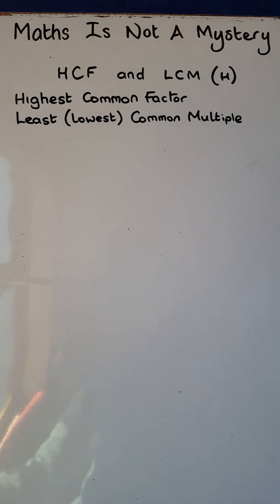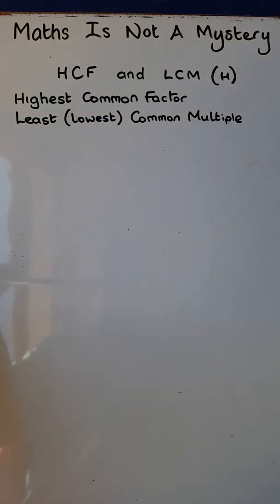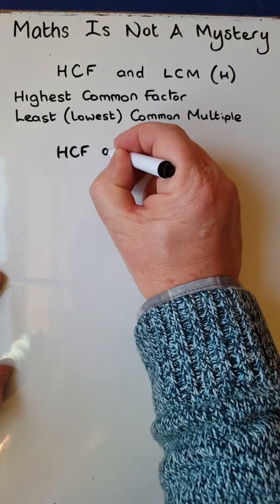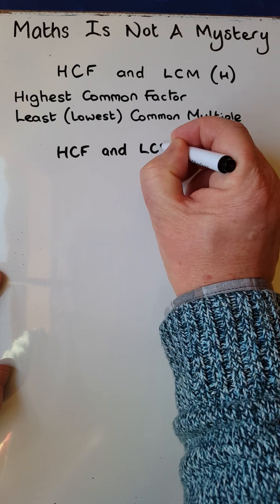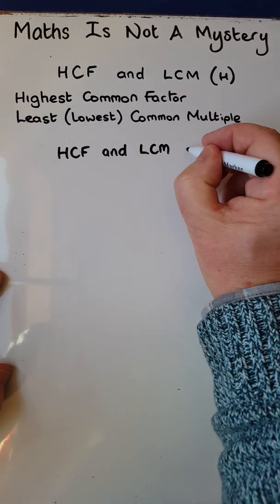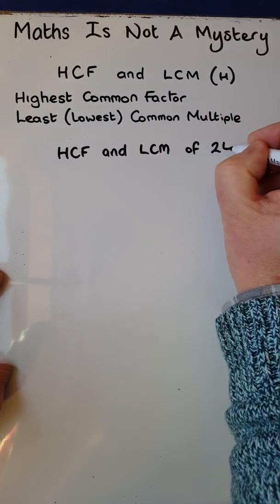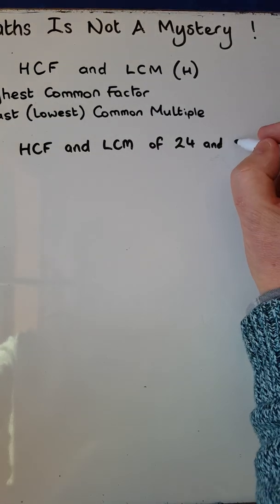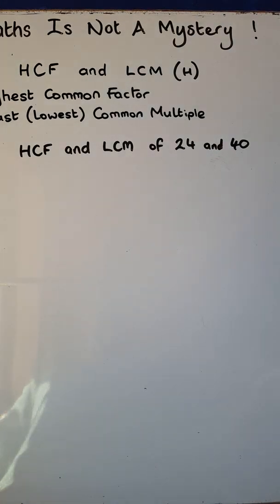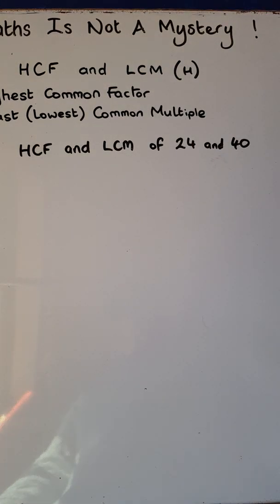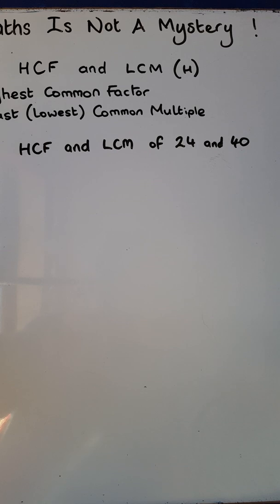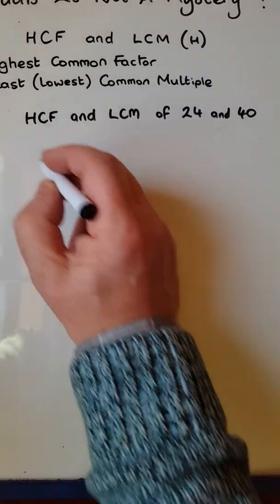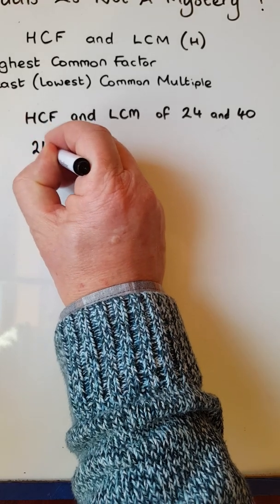Now, let's try this then. Let's try to do the highest common factor and the lowest common multiple of, what shall we choose, 24 and 40. Okay, we'll start with the highest common factor, and what we're going to do this time round is factor trees. You've done factor trees before, I'm sure, but in case you haven't, we'll do it steadily.